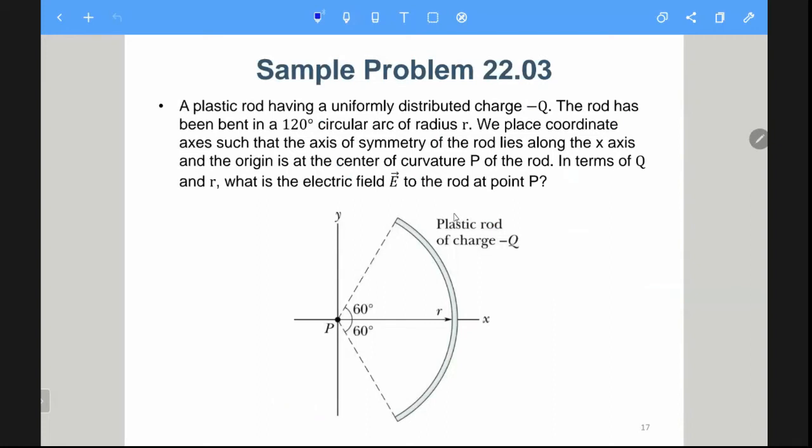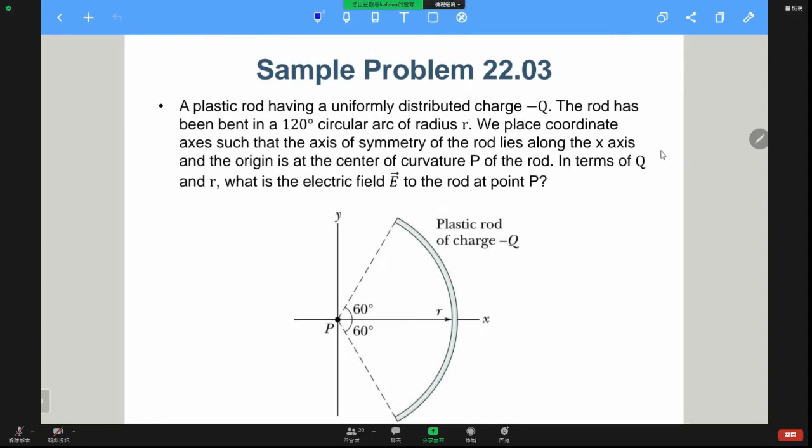So today, let's start by looking at this sample problem. Similar to the previous case, which is a charged ring, here we still have a line of charge, but it is not a whole circle. It is only an arc. Here, a plastic rod has a uniformly distributed charge, negative Q.